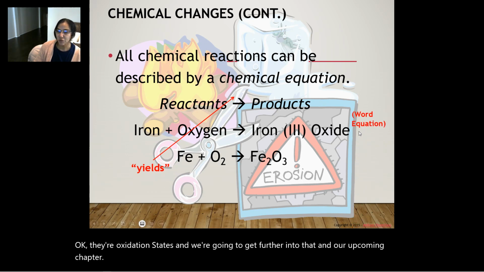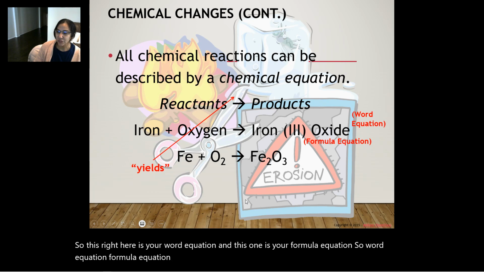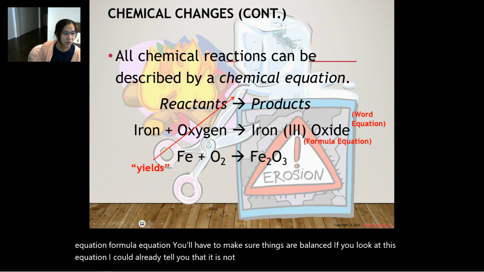So this right here is your word equation, and this one is your formula equation. So word equation, formula equation. You have to make sure things are balanced. If you look at this equation, I could already tell you that it is not balanced. So we're going to go ahead and balance it.